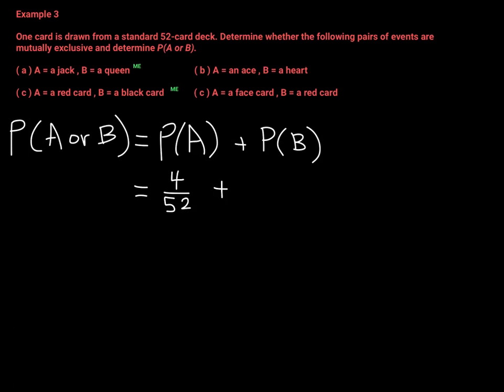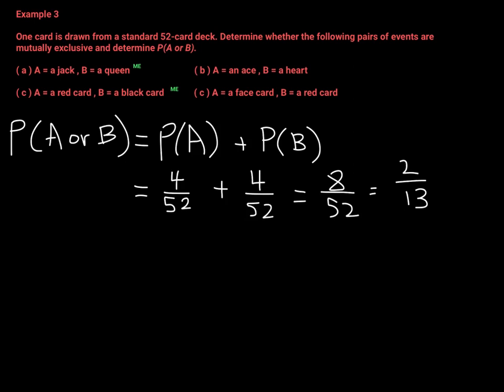Plus, what's the probability of getting a queen? Well, the same as a jack, right? There's 4 queens. So 4 out of 52. So then this is 8 over 52. And so this simplifies to 2/13. There's our probability of us choosing a jack or a queen.